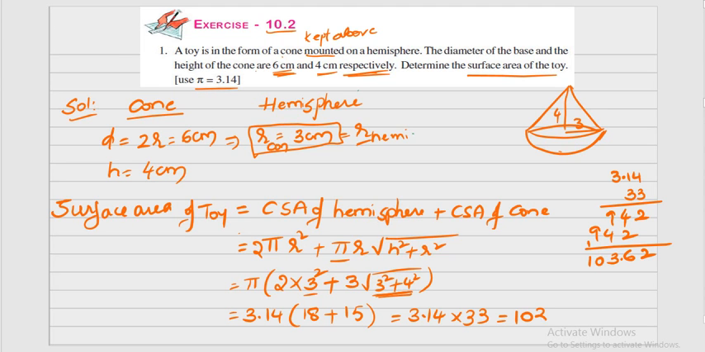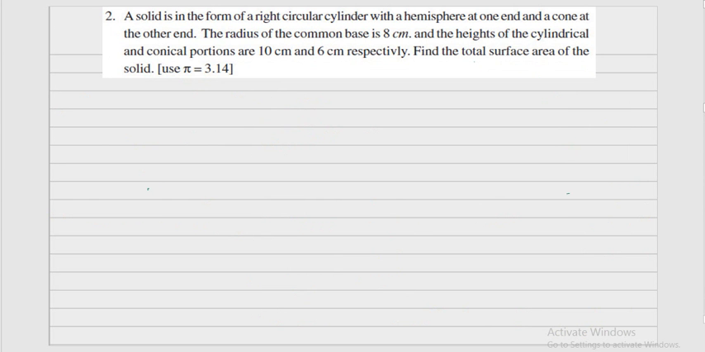So from this what I am going to get? 103.62 centimeter square. This is nothing but the total surface area of this particular toy. Okay, likewise we can find out the answer. Next, moving on to one more question.